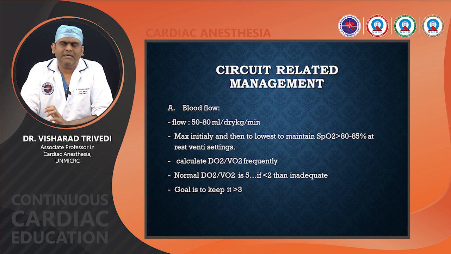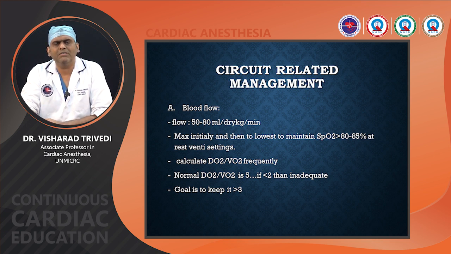Then you can maintain the maximum flow. As we have seen in the earlier lecture, if you want to increase the saturation, then you have to increase the flow, because oxygen delivery is mainly through the ECMO flow. So to maintain the saturation around 80-85%, if you want to increase the flow, you can increase the flow a little bit.